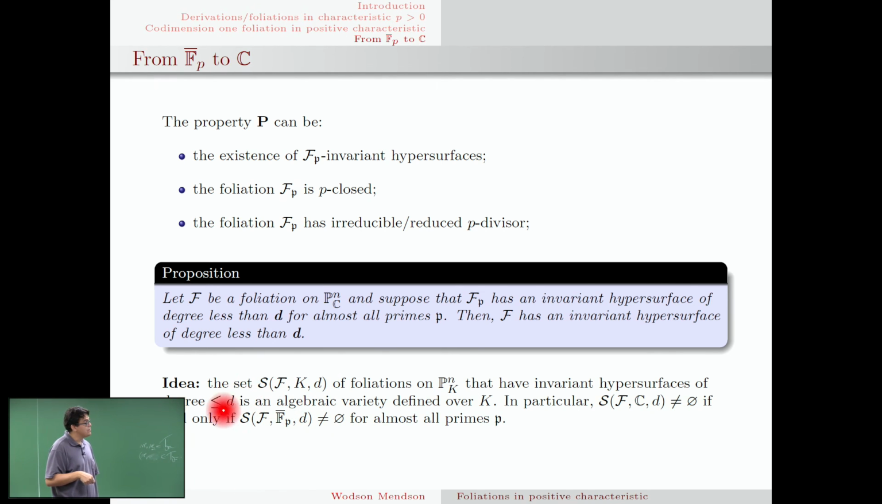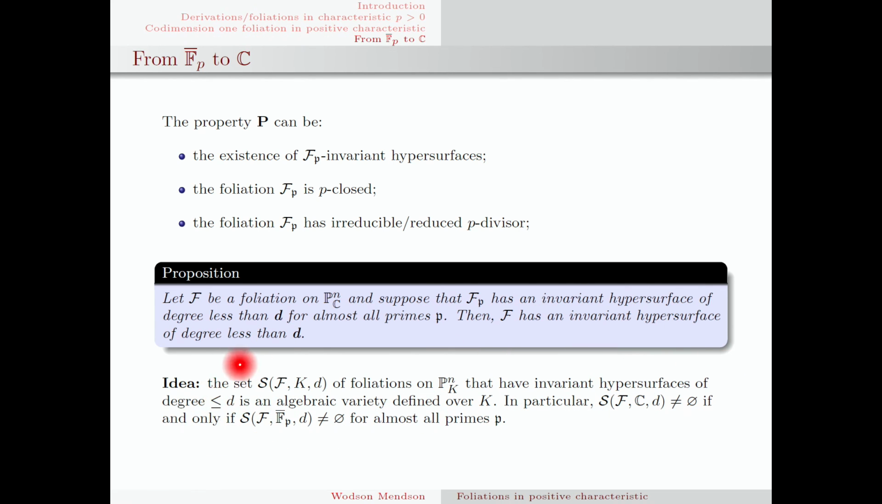So here's the idea of the proof. You look for the set of foliations on Pn that have an invariant hypersurface of degree bounded by black D. And you check that this is an algebraic variety defined over K. And we have a general fact which says that this is non-empty if and only if it is non-empty for almost all primes p.